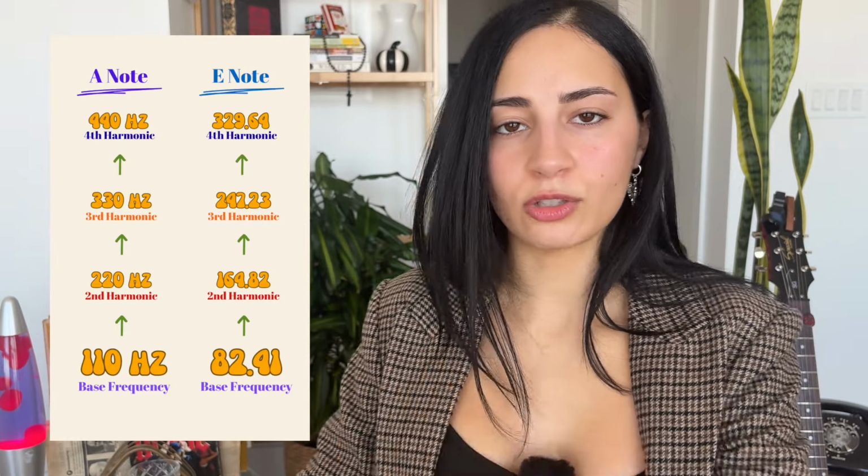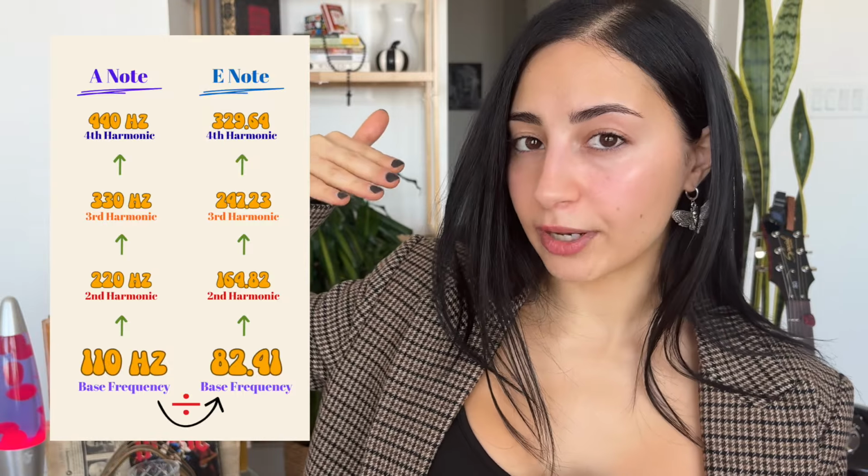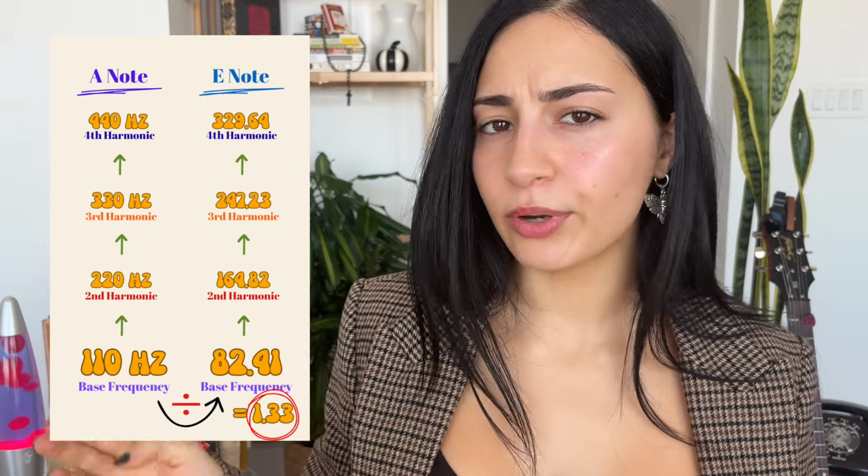And so a perfect fifth interval is always a consonant one. It's a nice one. So why is that? Well, in order to know why, we need to line up the harmonic series of both of those individual notes side by side. And so now we have to see how many times the higher frequency is vibrating compared to the lower frequency. So we have to divide the higher frequency by the lower one, right? So we will divide 110 by 82.41 and we get 1.33.